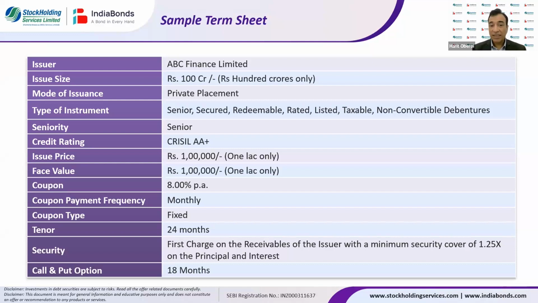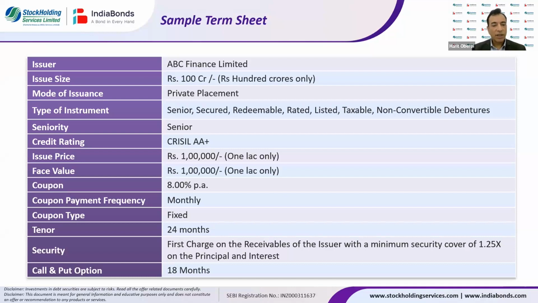Security of the bond, since it's a secured bond, is a first charge on the receivables of the issuer with a minimum security cover of 1.25x on the principal and interest put together. So it's a secured bond, secured against the receivables of the issuer, and 1.25x times. यानी कि अगर 100 crore का issue है, so 125 crores worth of securities have been kept in favor of security for the investors.